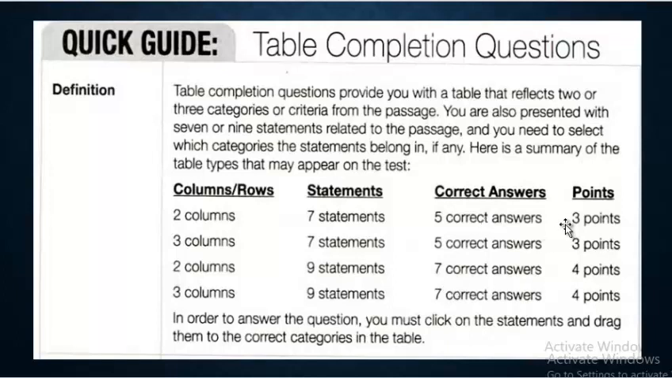So in this type of question, if we have 7 statements and 5 correct answers, it carries 3 points, whereas 9 statements plus 7 correct answers carries 4 points. In order to answer the question, you must click on the statements and drag them to the correct categories in the table.